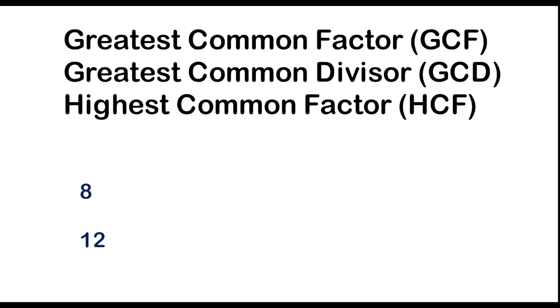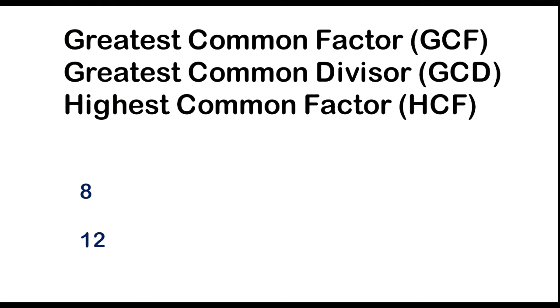The greatest common factor of these two numbers will be the greatest positive integer that is the factor of both of them. The greatest positive integer that can divide both of them without any remainder. That will be the greatest positive divisor of both of them, common in both.